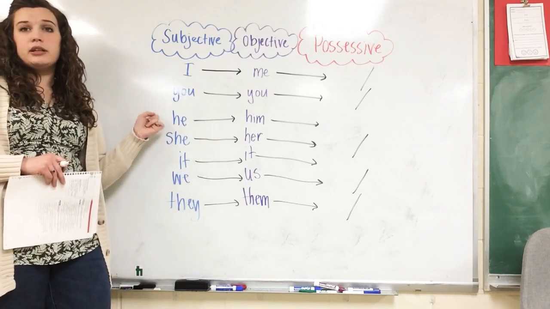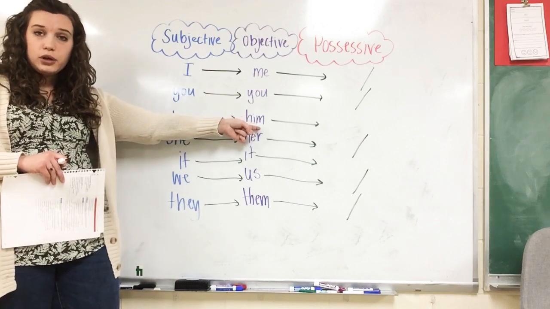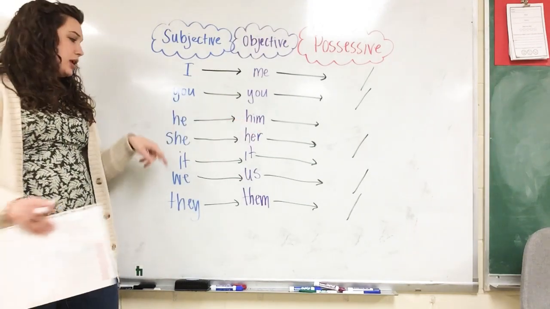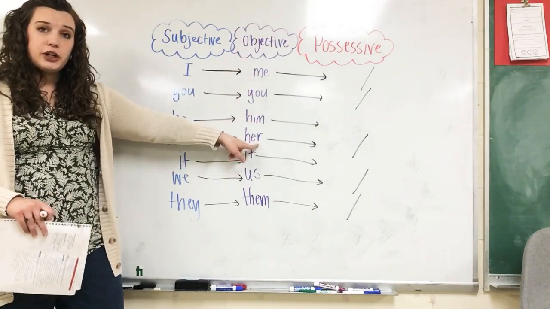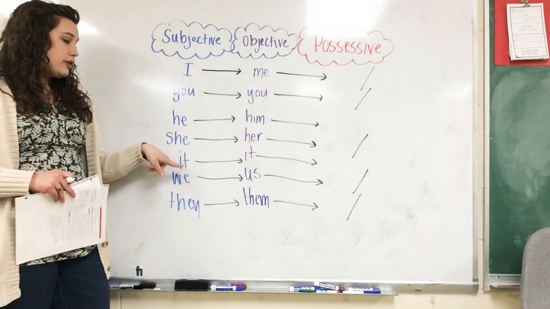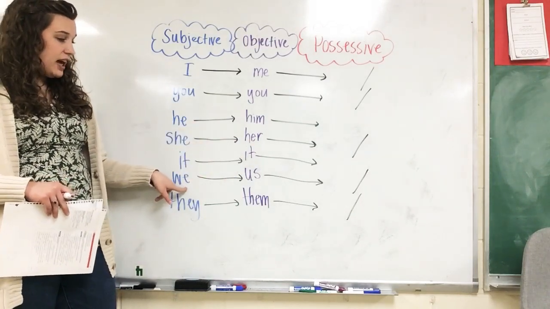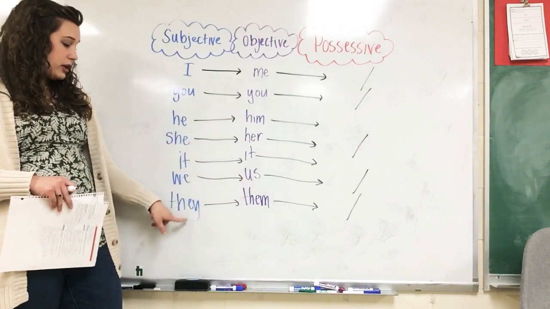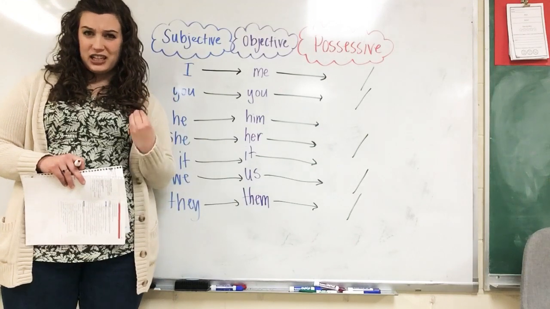He has a book. He's the subject. Or give him the book, okay? Who are you giving the book to? You're giving it to him. She has a book. Or, under the objective, the form is her. Give her the book. It has a book. Give it the book. We have a book. Give us the book. They have a book. Give them a book. Okay, do you see how it just kind of changes?